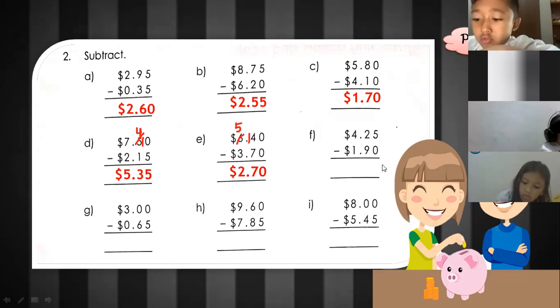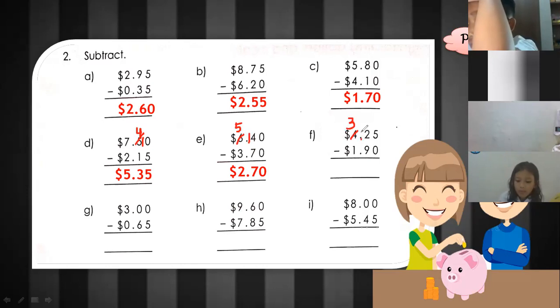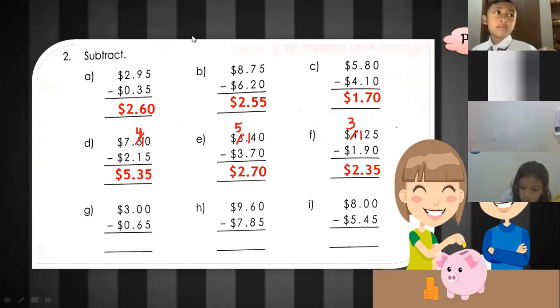Now, boys. 5 minus 0? 5. Miss Jenny clicked the answer. 5 minus 0, 5. 2 minus 9? Cannot. So borrow from 4. 4 becomes 3. 12 minus 9 is 3. 3 minus 2 is 2. So the answer is $2.35. Good.